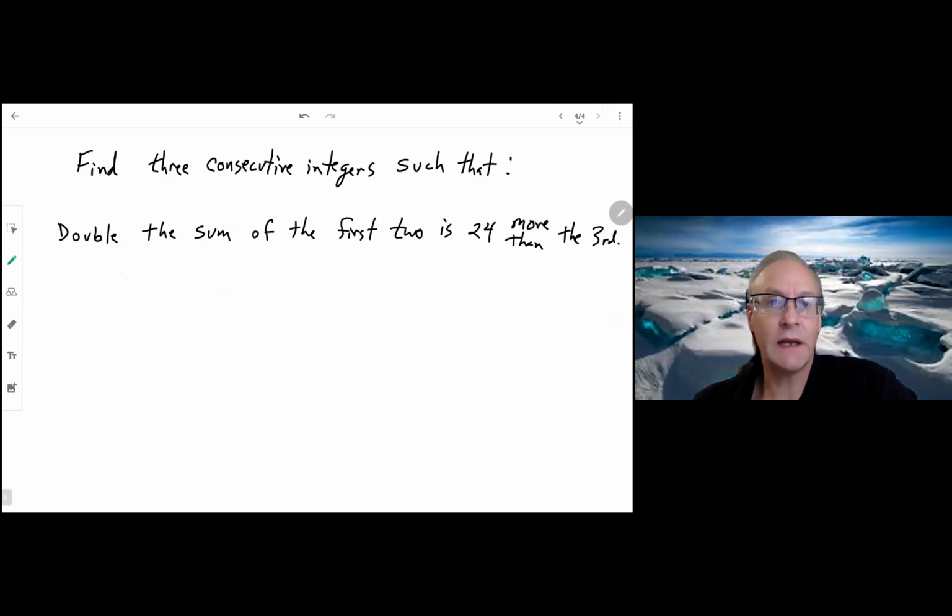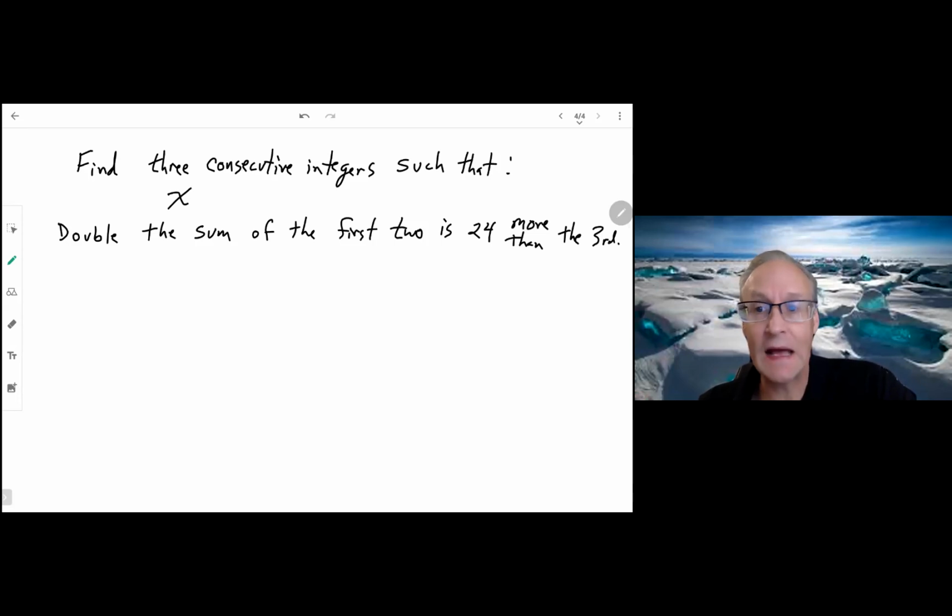Well, easy, right? In order to model mathematically or algebraically, you need to start with an unknown, which would be the x. So my first consecutive integer is x. Now, how do you get to the next number? Well, you have to think about what you're really doing.